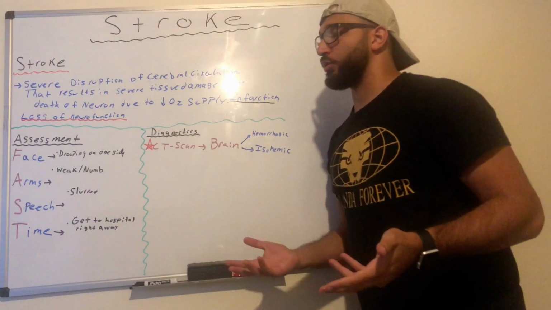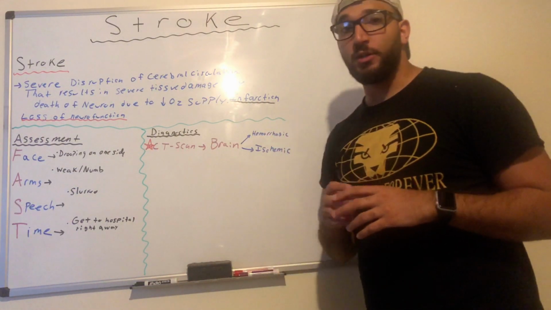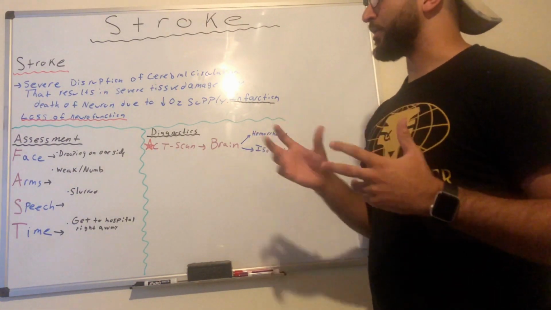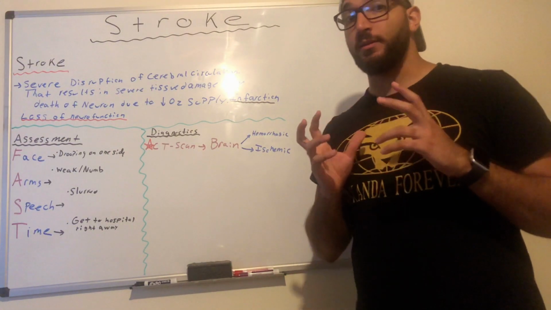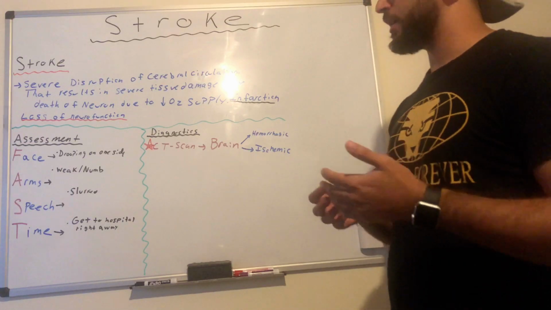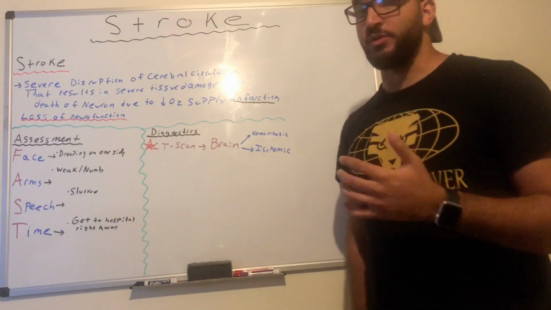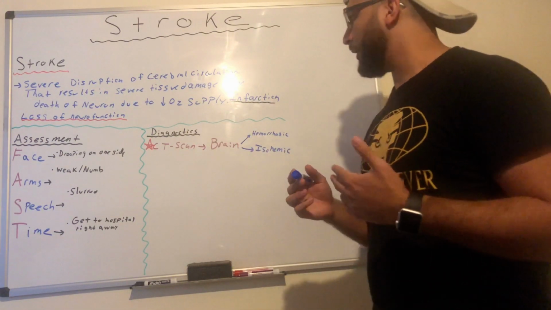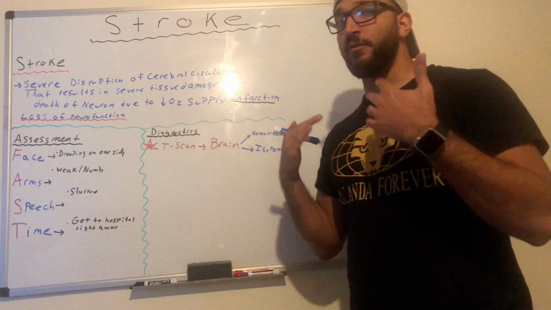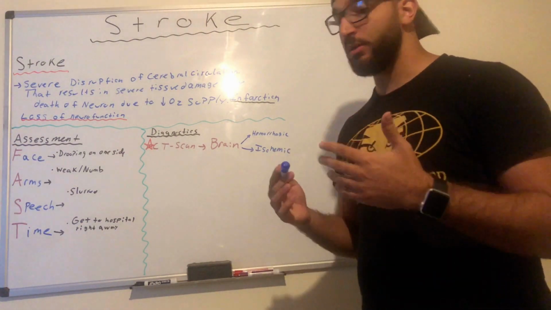Okay, so what is a stroke? A stroke is a severe disruption of the cerebral circulation. This results in severe tissue damage and ultimately the death of neurons with the loss of neural function. This is the result of low oxygen supply to the brain, which leads to an infarction. Versus a TIA, which is more of an ischemia.